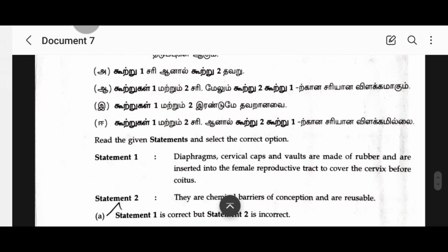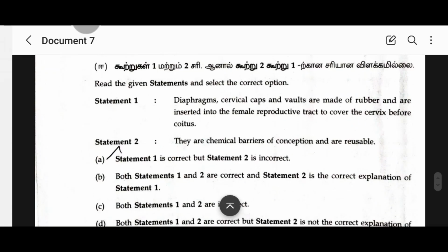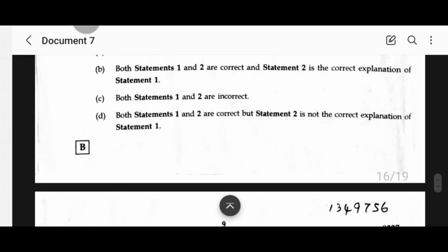Next, the seventh question, taken from chapter 3, a book back question. Statement 1: diaphragms, cervical caps and vaults are made up of rubber and are inserted into the female reproductive tract to cover the cervix before coitus. It is a correct statement. Statement 2: they are chemical barriers of conception and are reusable. It is an incorrect statement; it is not reusable. So option A is correct: statement 1 is correct, but statement 2 is incorrect.